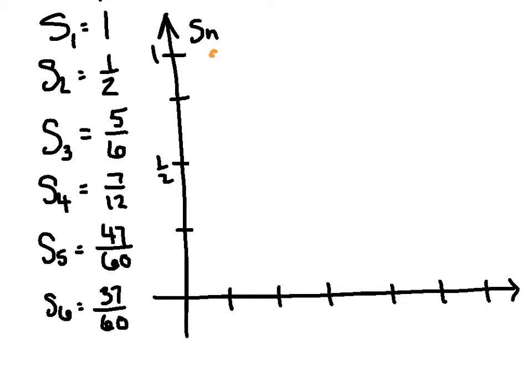So let's see. S sub 1's right here. S sub 2's right here. S sub 3 is just a smidge less than 1. S sub 4 is just a smidge greater than 1/2. S sub 5's there. S sub 6 looks like it's going to be about right there. And I wish we could extend our graph a little bit and we'd see this funneling action. It looks like it gives the appearance that we're funneling towards some number that falls in the middle right here.